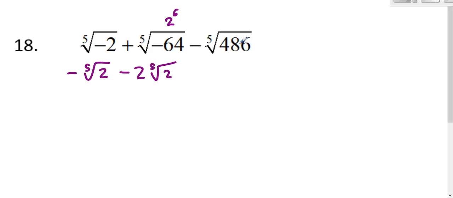And then 486, that is 2 times 243. And then 243 is 3 to the 5th power. So the 5th root of 243 is 3. And then the 2 remains in the radicand. So we have all the same index.